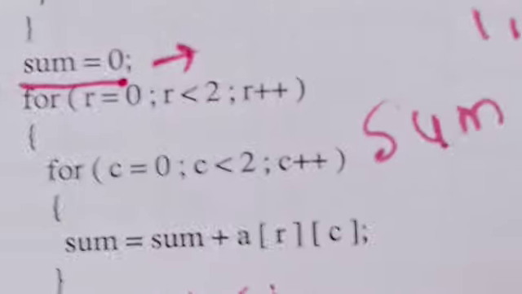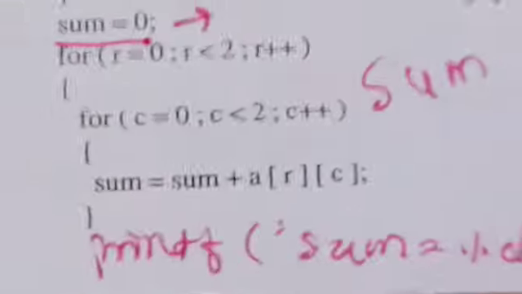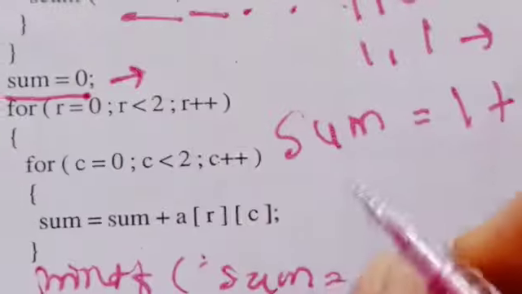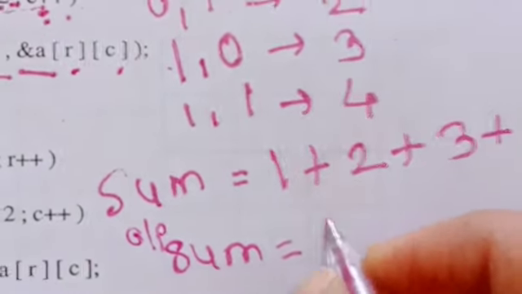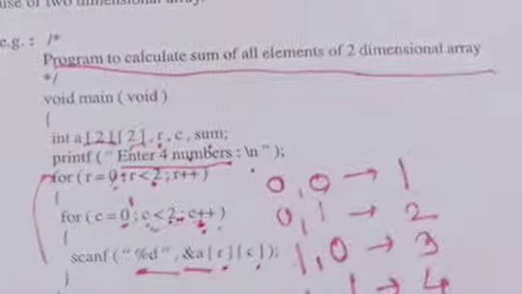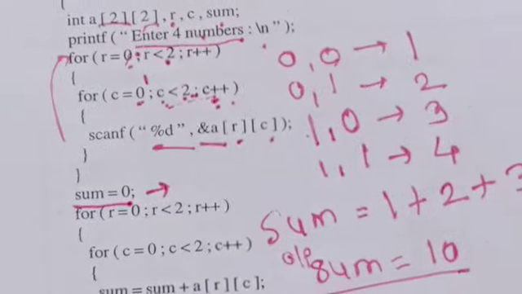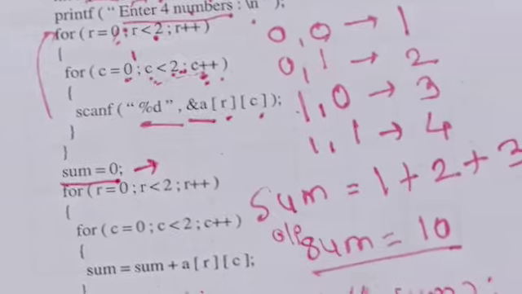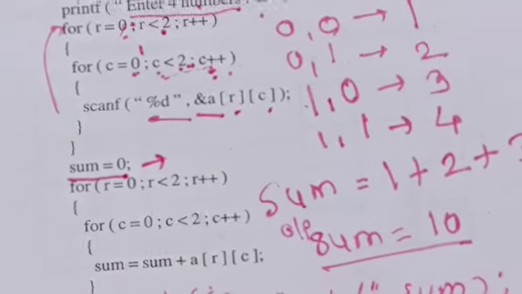Now after the execution, what value do we get? Sum equals 1 plus 2 plus 3 plus 4, which is 10. So for this program you get the output 10. I suggest you run this program to see the output. Hope you understood the program. Hope you understood the video.